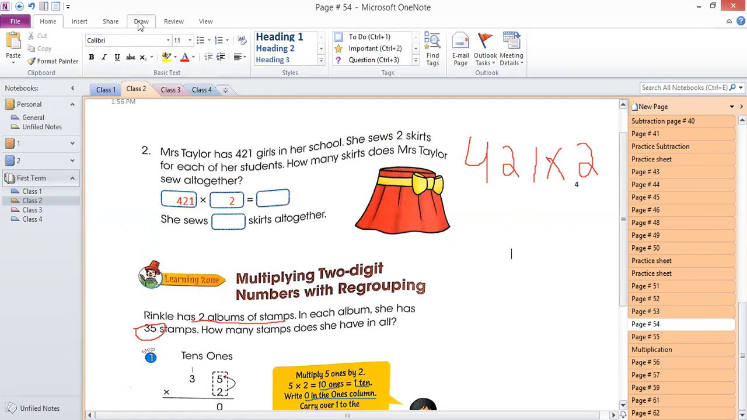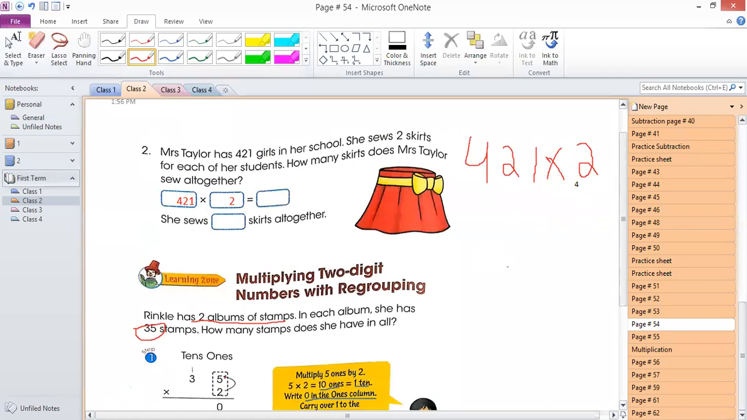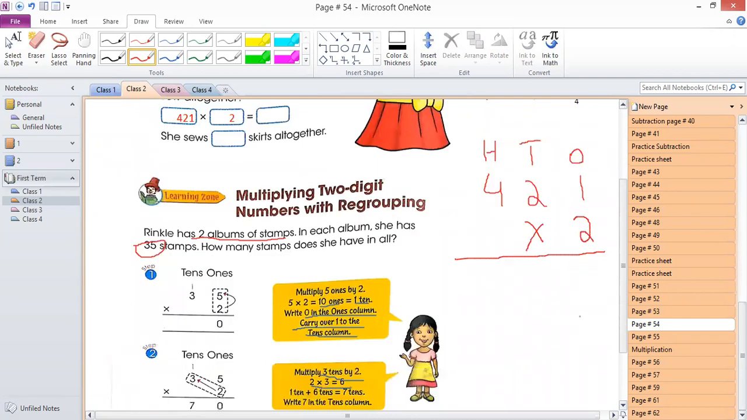So guys, to multiply 421 by 2, what will you do? You will write 421. There are 3 digits in 421: 1 ones, 2 tens, and 4 hundreds. So answer me, guys, 421 multiplied by 2 will give you what?